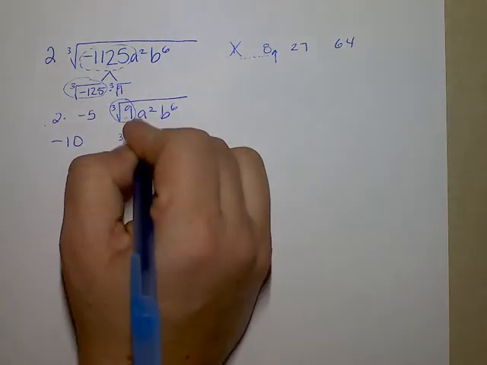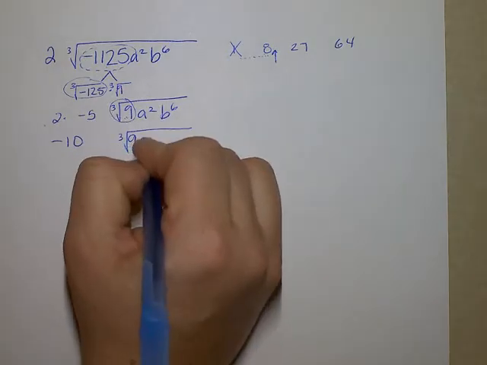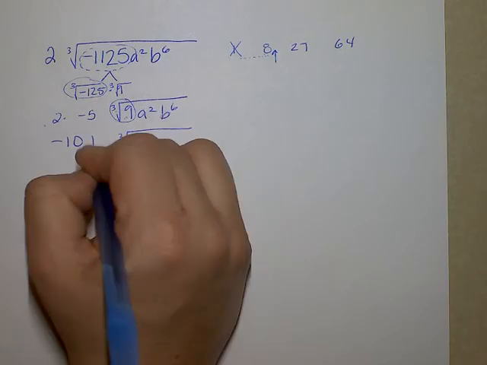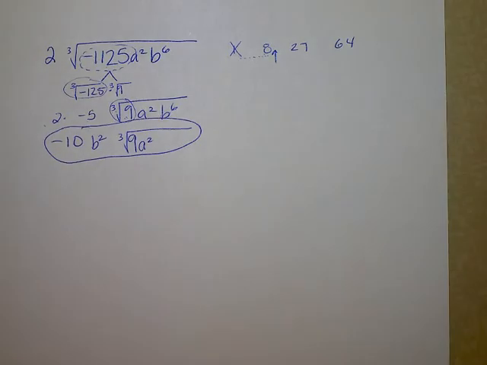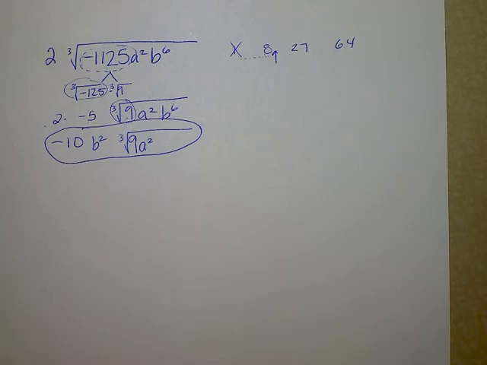And how many groups of 3 can you take out of 2? None. How many groups of 3 can you take out of 6? 2. There is your final answer. Would anybody like to see one more similar to that? There's a lot of confusion. Okay, so here's your next one.